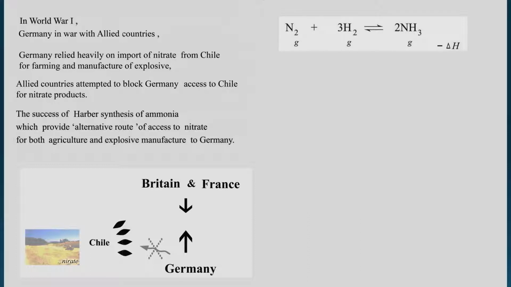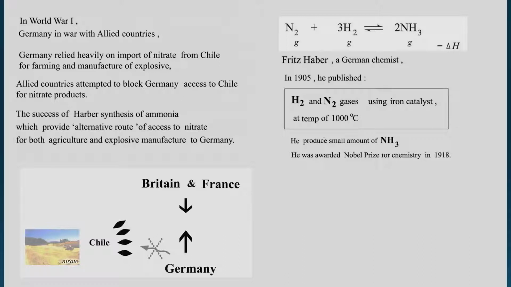Now let's look at the discovery of making ammonia. Look at the equation. Fritz Haber, a German scientist, in 1905, published that nitrogen and hydrogen gas under an iron catalyst at 1000 degrees can produce ammonia, and he won the Nobel Prize. Pay attention, you require 1000 degrees.